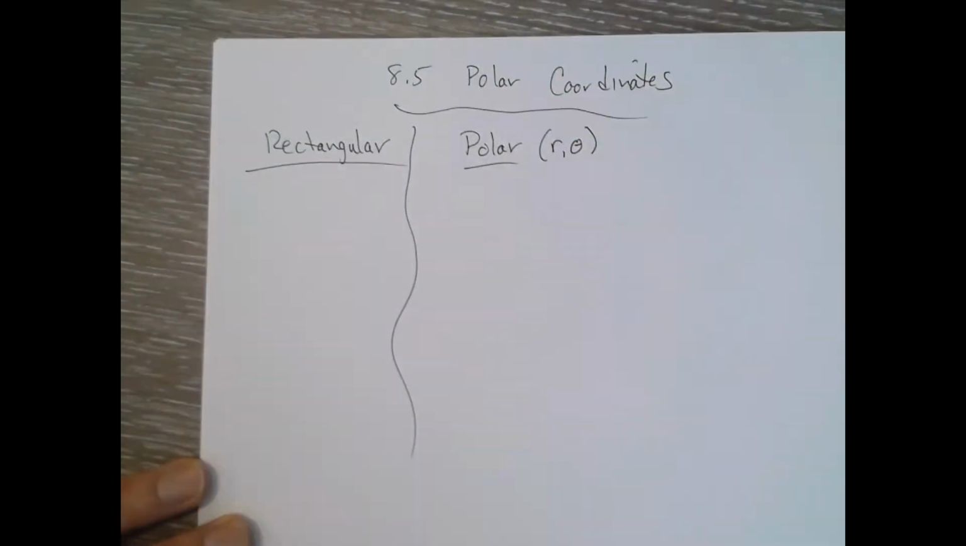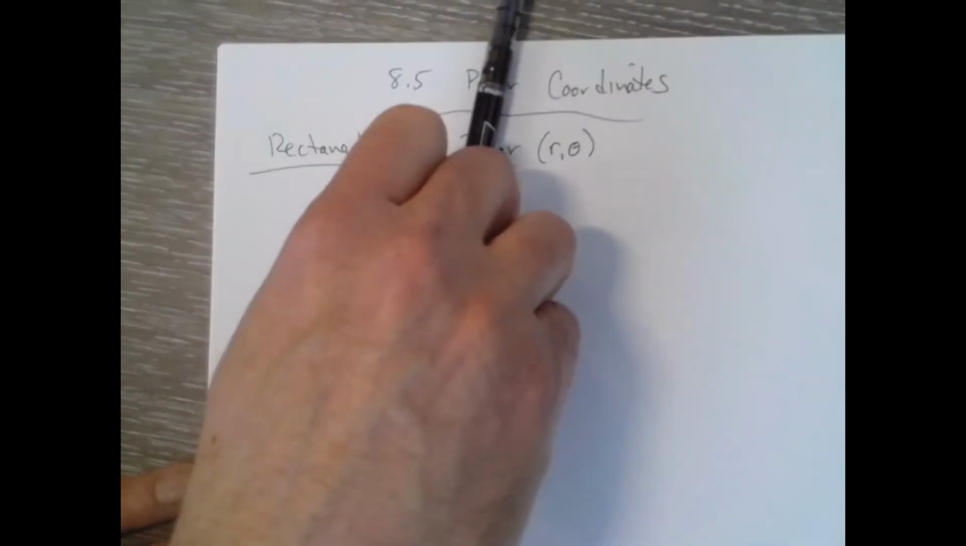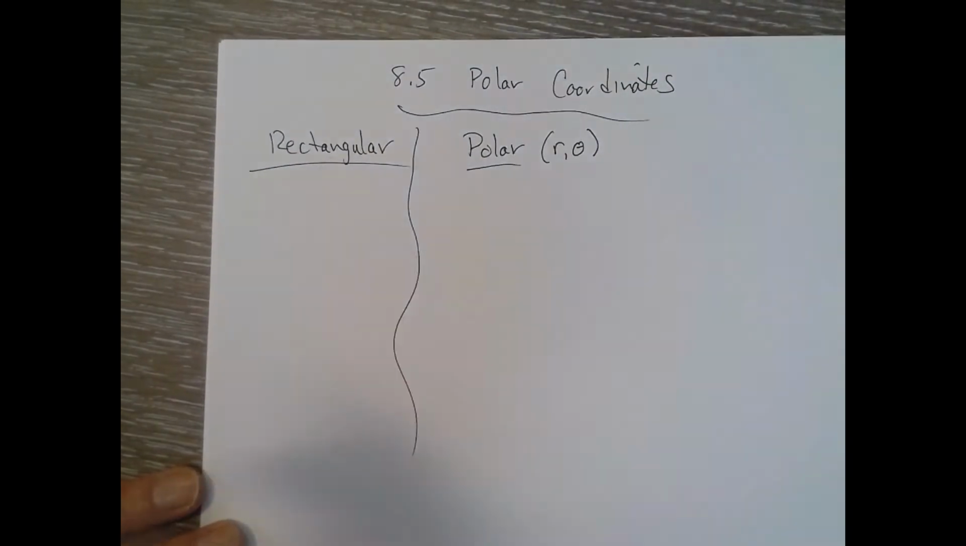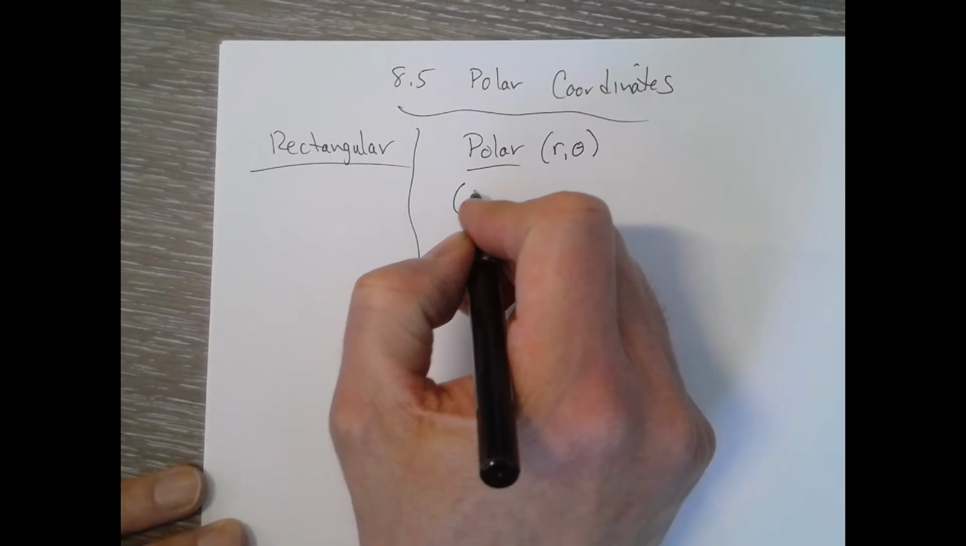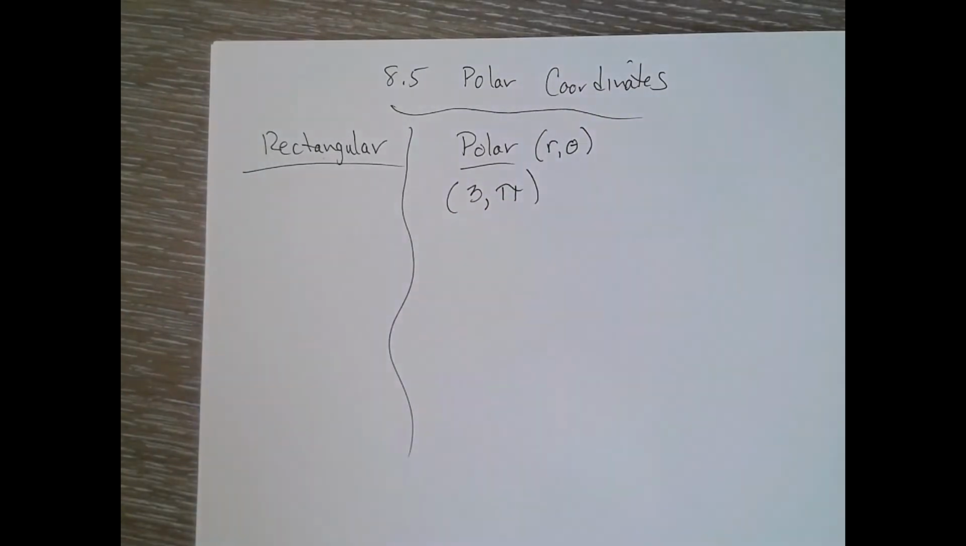Do you remember what r is? Good. R is the distance from the pole, and theta is the angle it makes with the positive x-axis. It's actually the polar axis in polar coordinate system. All right, so if you have a polar ordered pair of 3 comma pi, tell me what the rectangular coordinates would be for 3 comma pi in polar. See if you can do that.